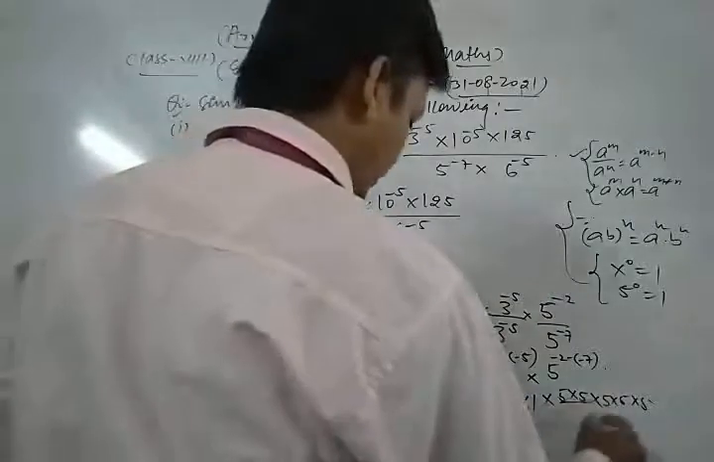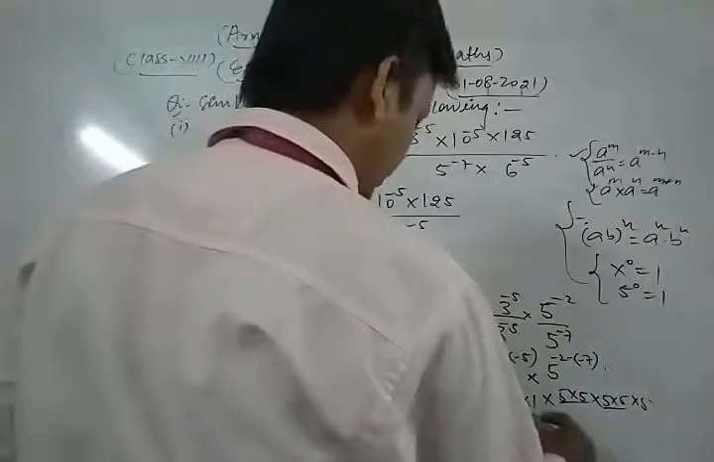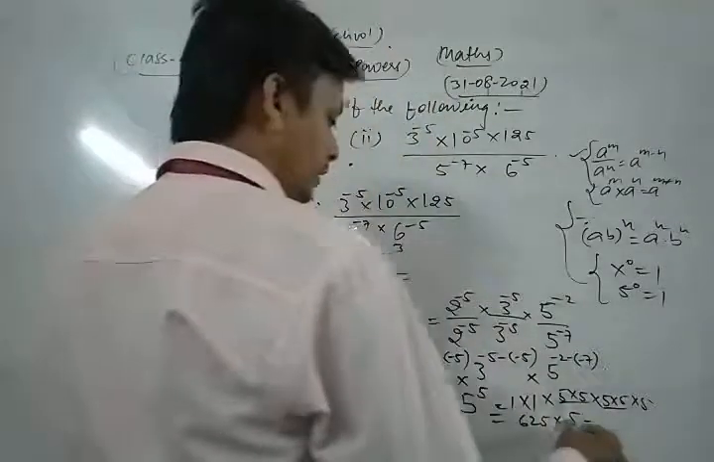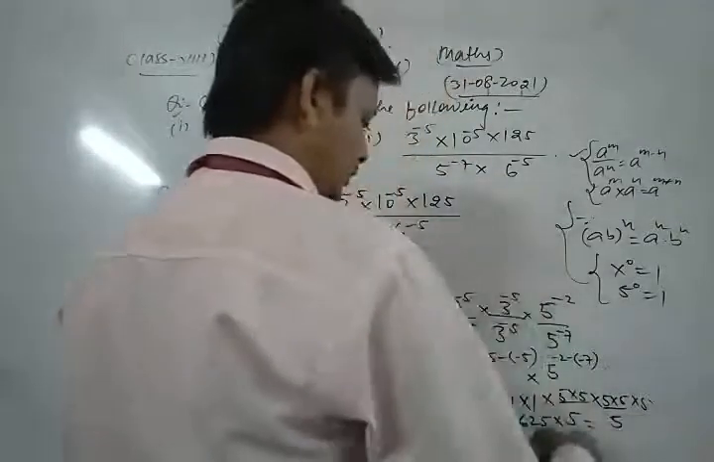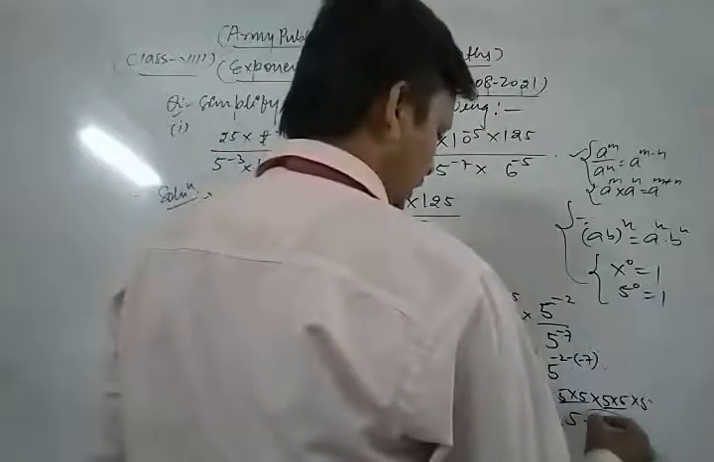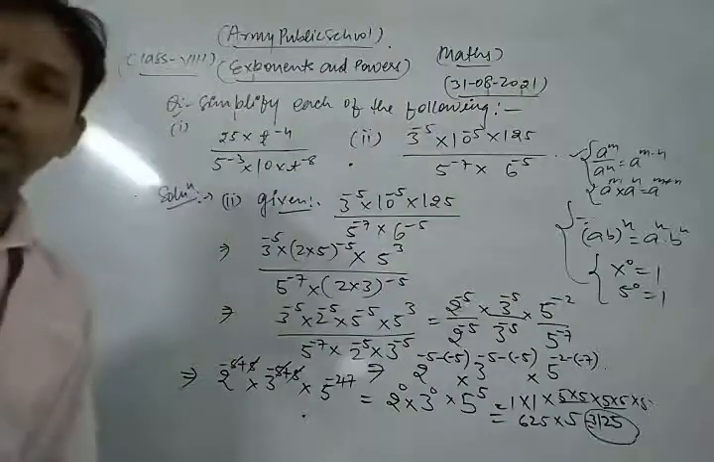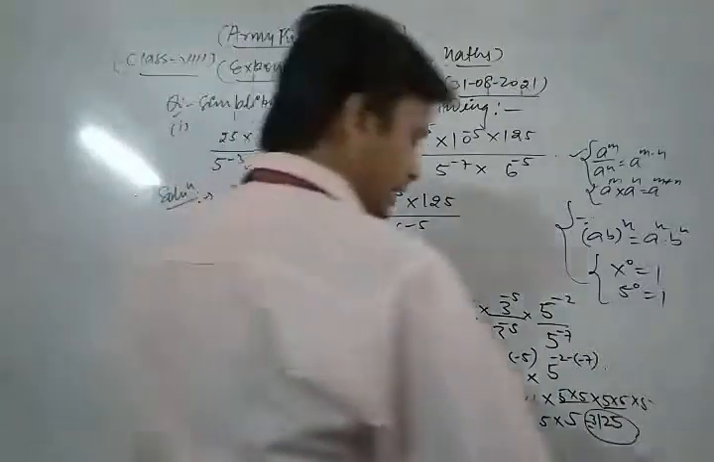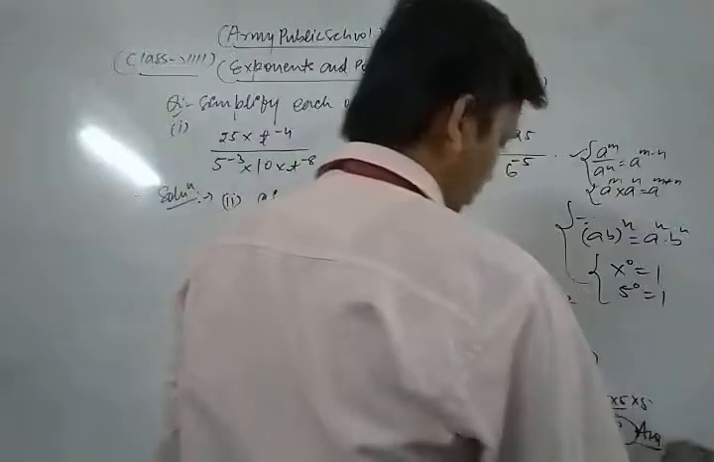So 5 5 is 25, 5 5 is 25, 25 25 is 625, 625 into 5, so we get 3125. 3125 is the required solution of the given question.